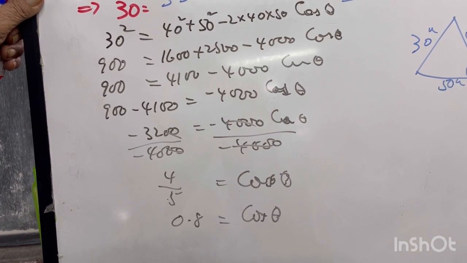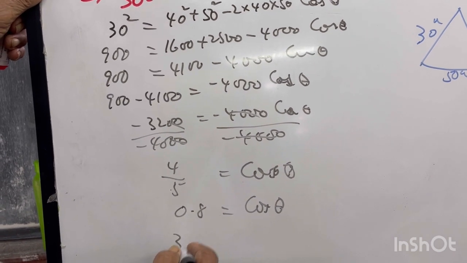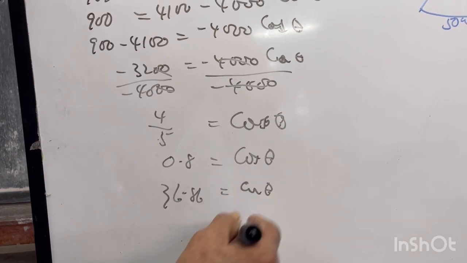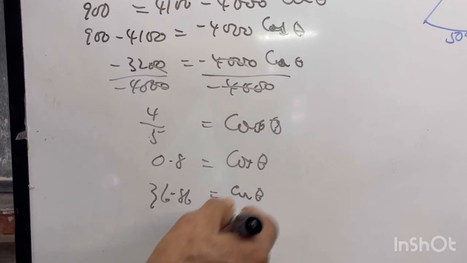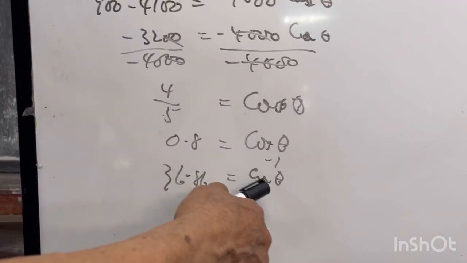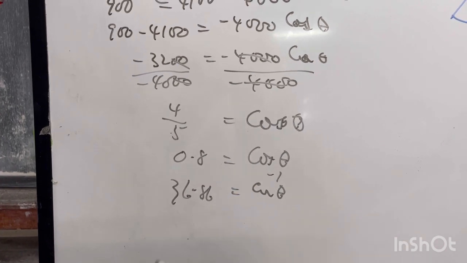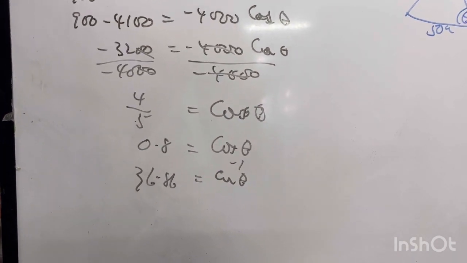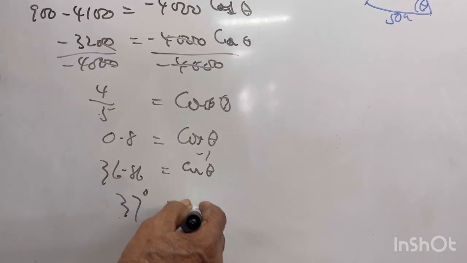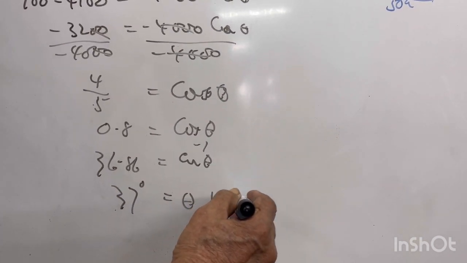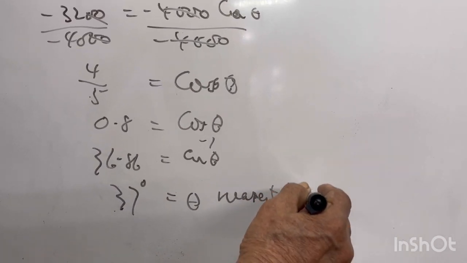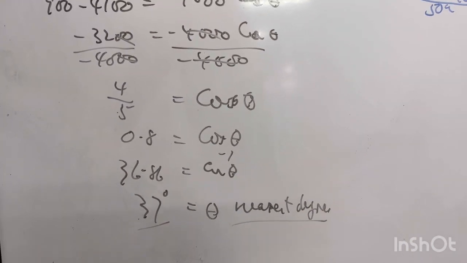So you find in your calculator what is 0.8. The inverse of cos of 0.8 is equal to 36.86. And that's equal to 37 degrees to the nearest degree. And that there takes care of that.